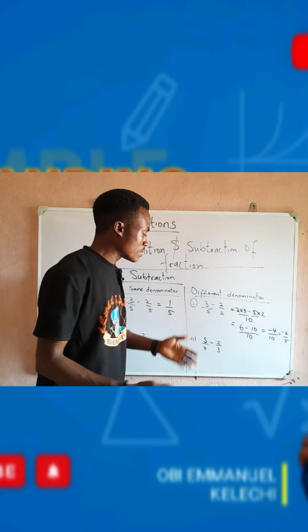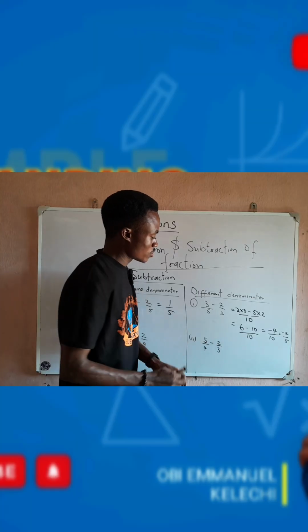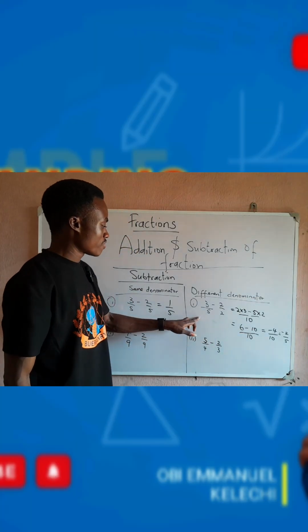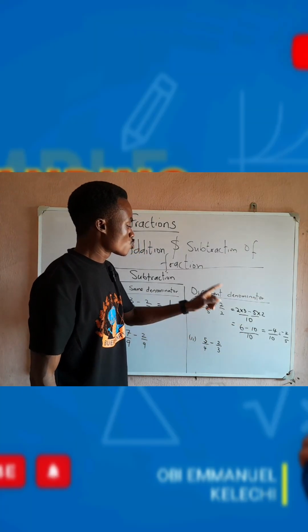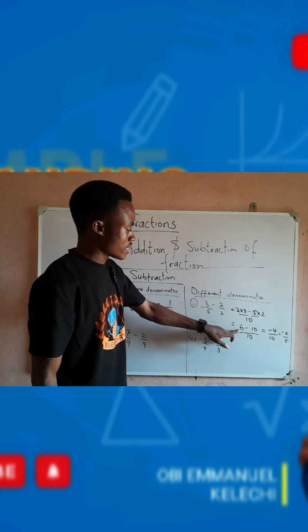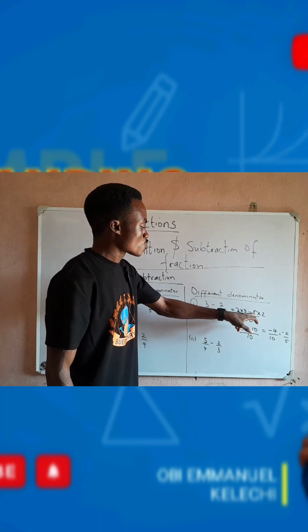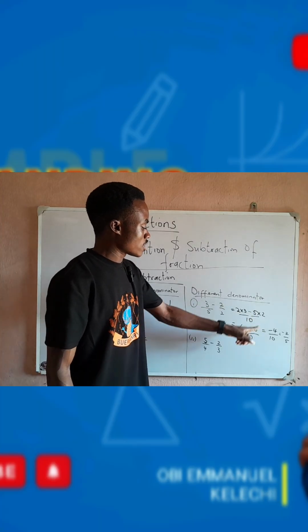Let me explain again. This is the denominator. So we are going to multiply the two denominators, which is equal to 10. So how many 5s can you see in 10? It is 2. So 2 multiplied by 3 is 6, which is here, minus how many 2s can you see in 10? It is 5. So 5 multiplied by this 2 is equal to 10.